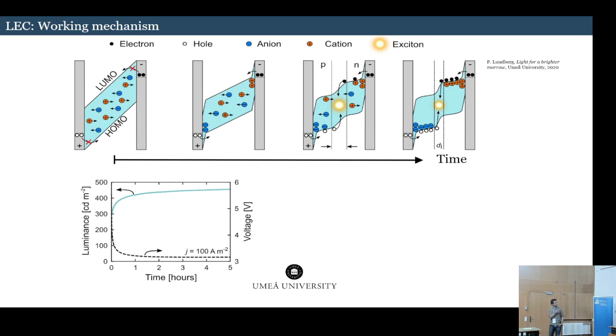We have a decreasing voltage in time because first we have the injection layers, the electrical double layer formation that allows the injection, and then we electrochemically dope the material. It means it gets more conductive, so the voltage drops down in this case.